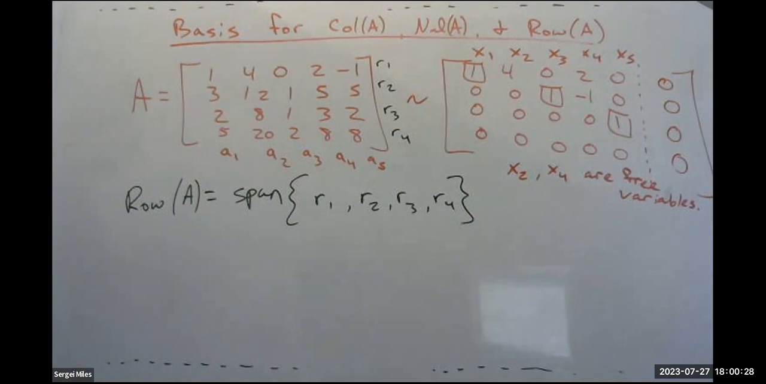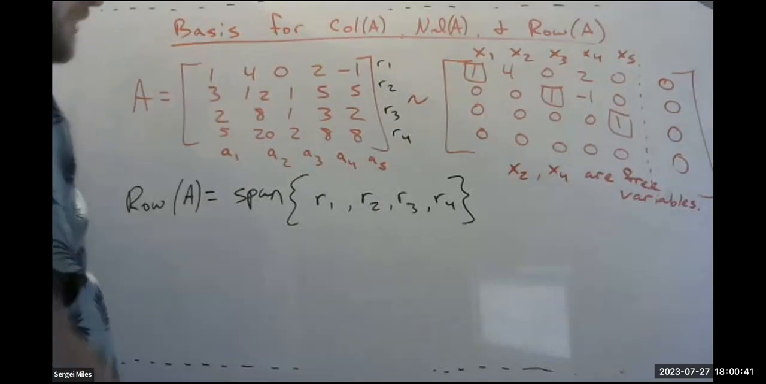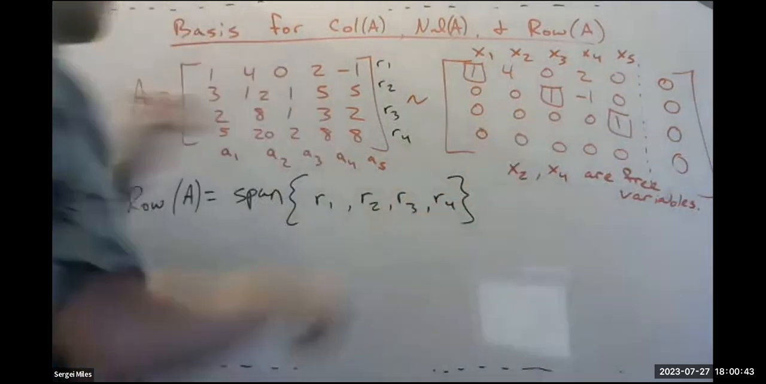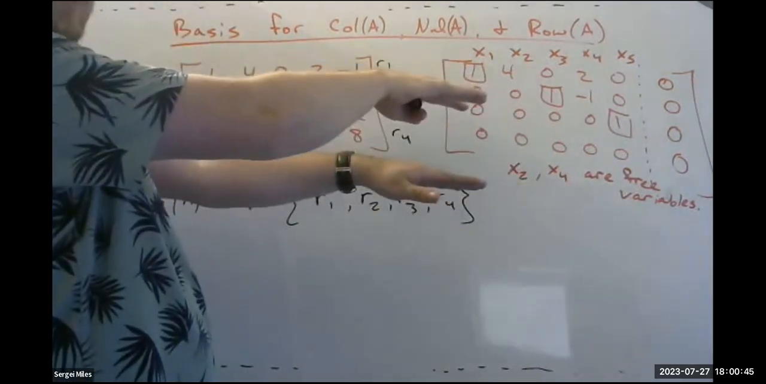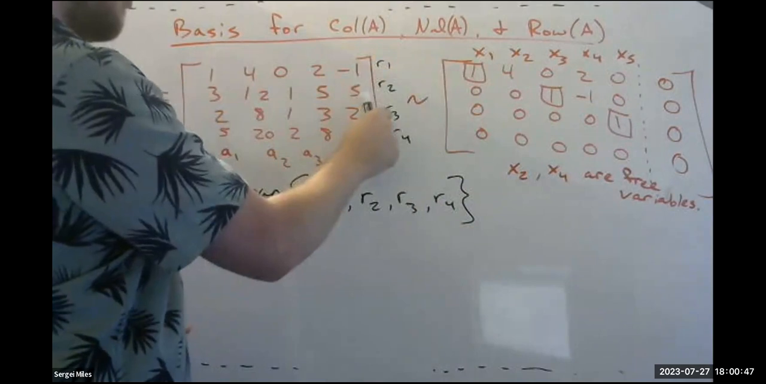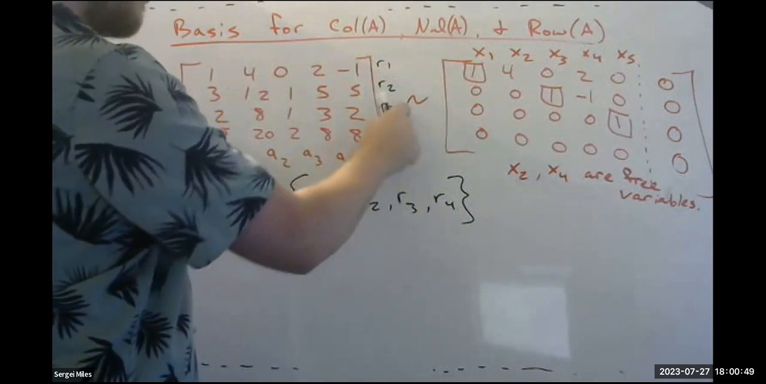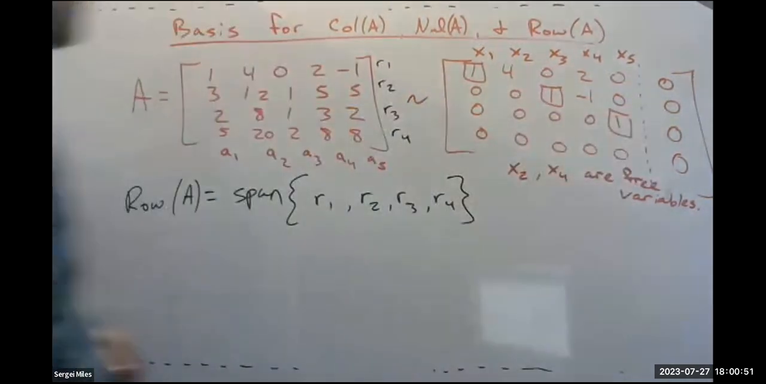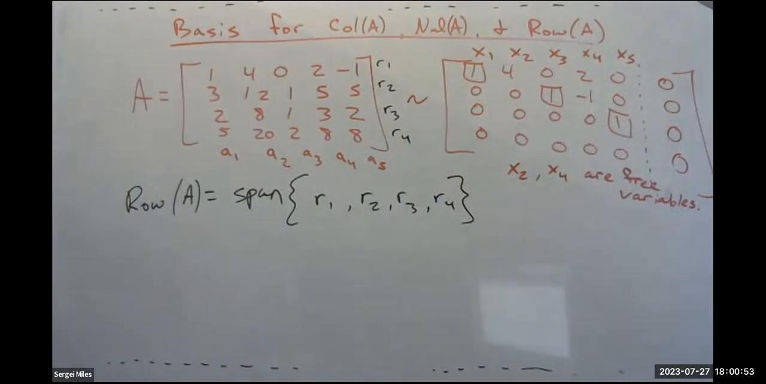So for all we know, what if it just so happened that it would be row 1, row 2, row 3. But what if during the row reduction process, row 3 and row 4 swapped with each other? Well, then in that case, I don't want row 3. I want row 4, since row 4 has the pivot. So what are we supposed to do? How are we supposed to know which rows to take?